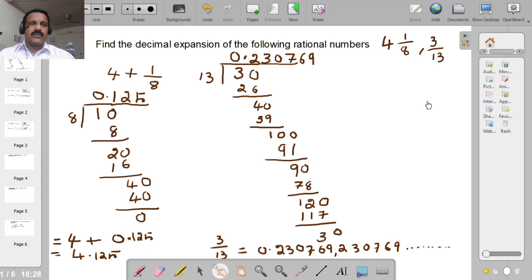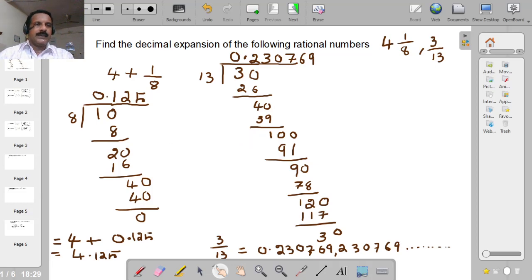So in the first problem we got a terminating decimal expansion, and for the second problem we get a non-terminating recurring decimal expansion. Recurring means some block of digits is repeating again and again.